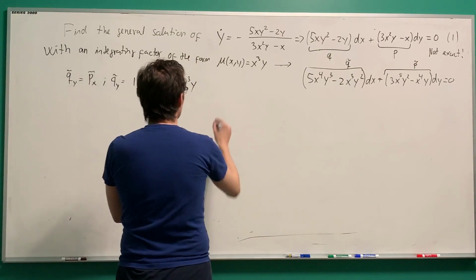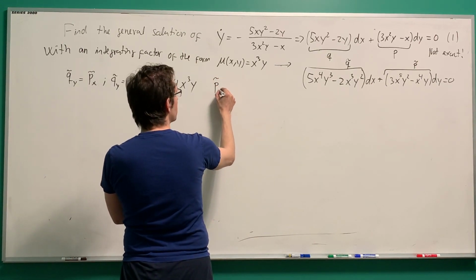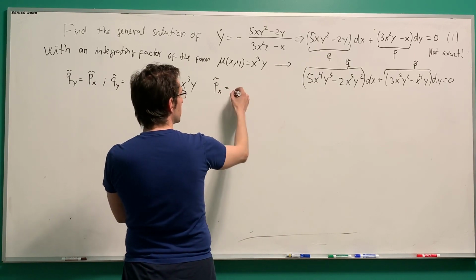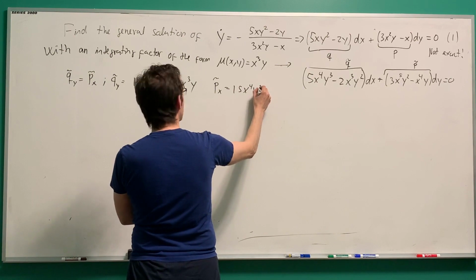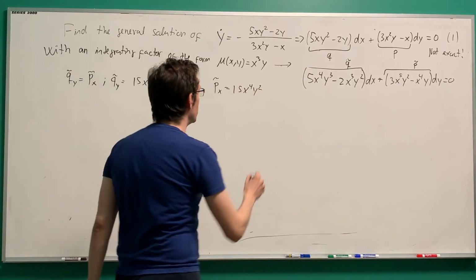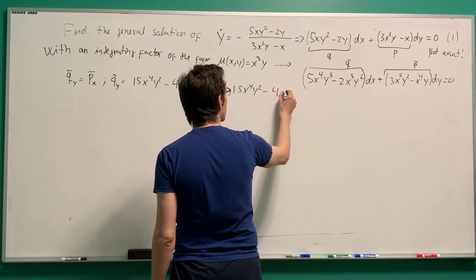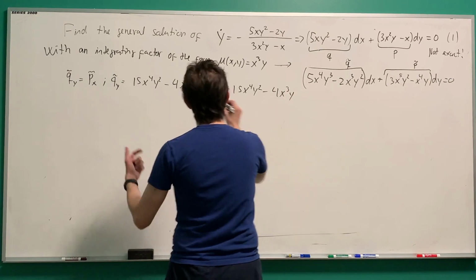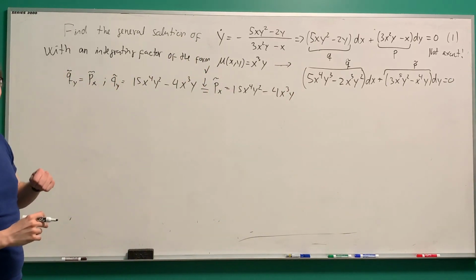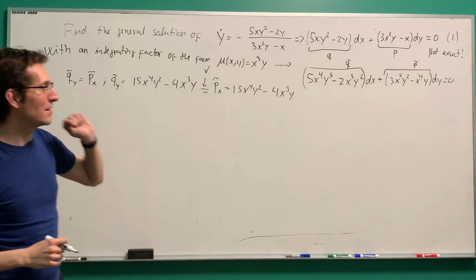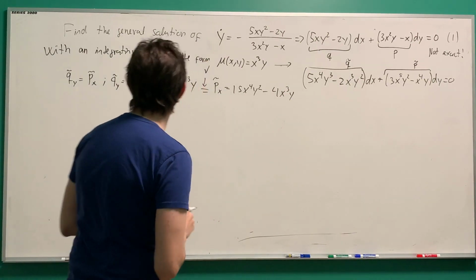All right, let's compute P tilde with respect to x. So that takes down a 5, so it's a 15 x to the 4 y squared. Well, so far so good. And the other one takes a 4 down, x cubed y. Nice, wonderful, they are the same. So it is exact now. How is that?